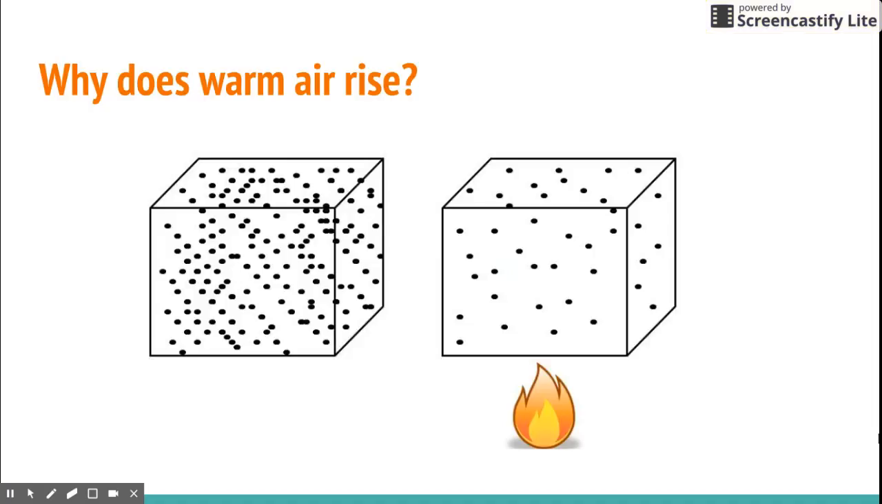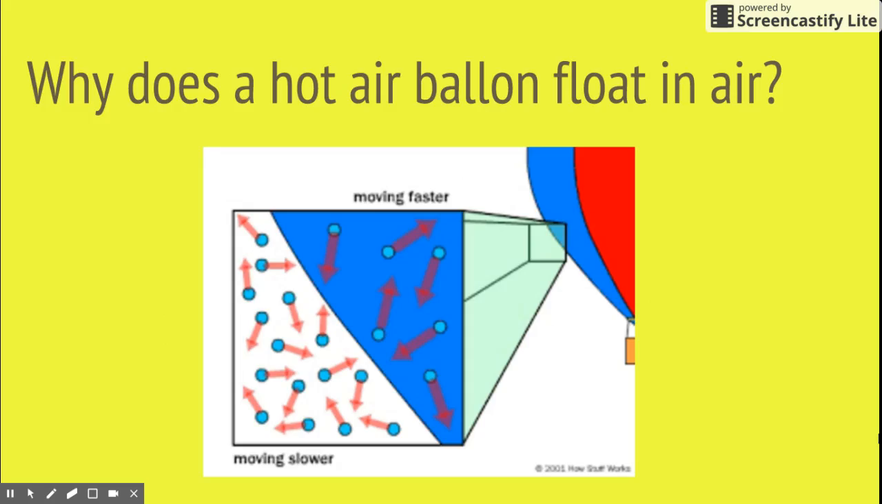So, why does warm air rise? To understand this idea, we see that the flame heats up the air molecules inside the cube on the right. The molecules move faster and faster as they're heated, and they spread out, making the hotter air less dense than the colder air. That is, there are fewer molecules per unit of volume in the hot air than there are in the cold air.